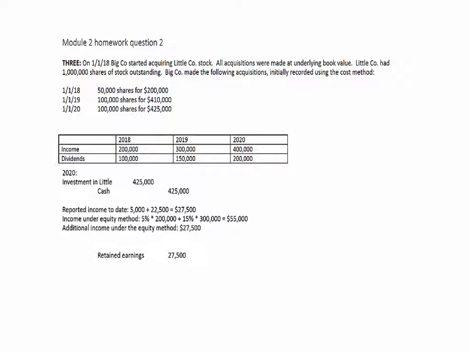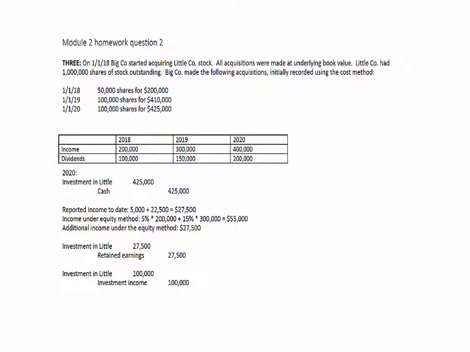On the debit side, the investment account under the cost method is simply limited to the cost of our investment, in this case $1,035,000. Under the equity method, as we reported the $55,000 of investment income, we would have increased the investment in Little account. As we received the $27,500 in dividends, we would have reduced the investment in Little account. So if we had been using the equity method, the investment in Little account would have been $27,500 higher.